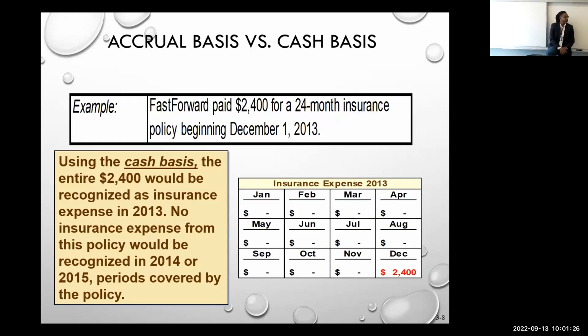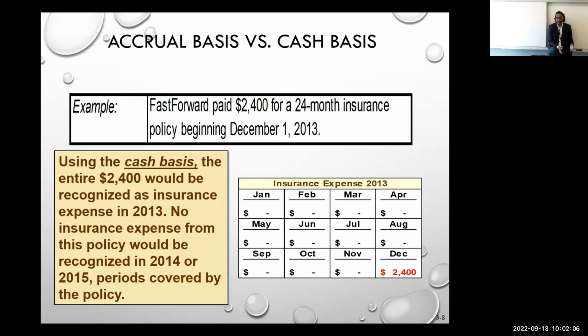So here's another example of the difference between cash and accrual, right? So let's say, fast forward, a company pays $2,400 for 24 months of an insurance policy beginning on December 1st, 2013. Right? If you use a cash basis, this is what it would look like. You just debit the insurance expense, credit the cash in December, and that's it. For the whole 24 months that they're using this insurance, it would just be zeros. It would look like they don't have insurance.